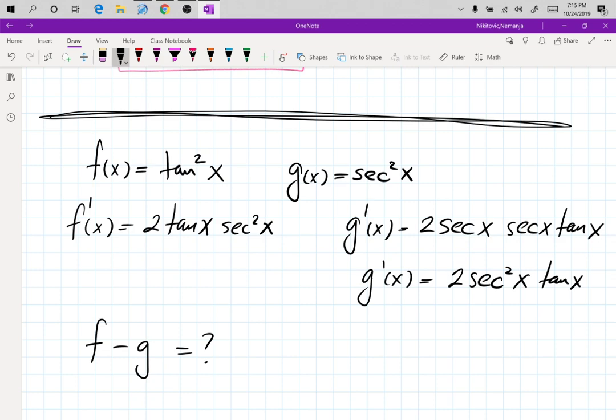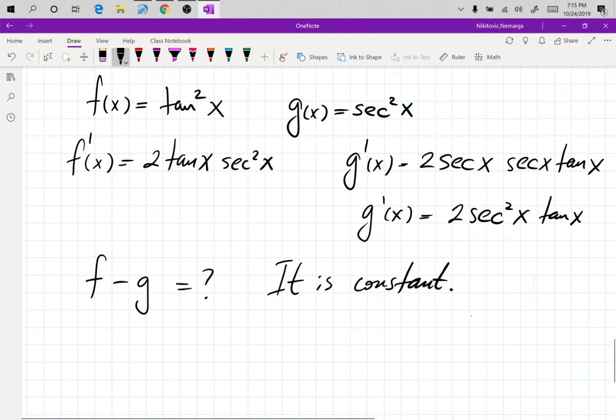It's constant. Very good. The difference between those is constant. And you can call it constancy. We know what it is because it's a basic Pythagorean identity for trig. But the answer is it is constant. That's the best answer you can give.